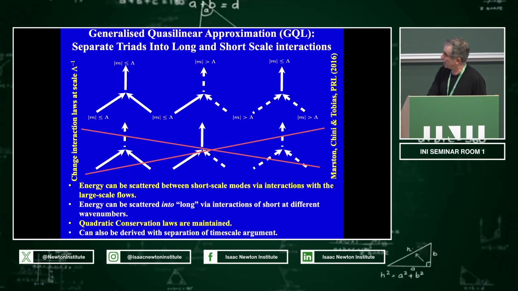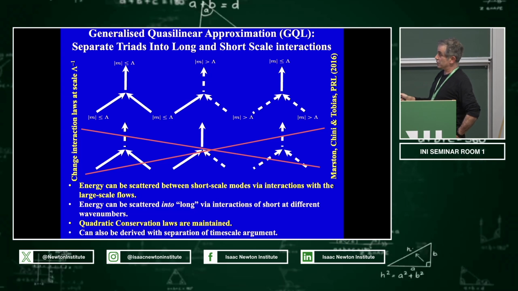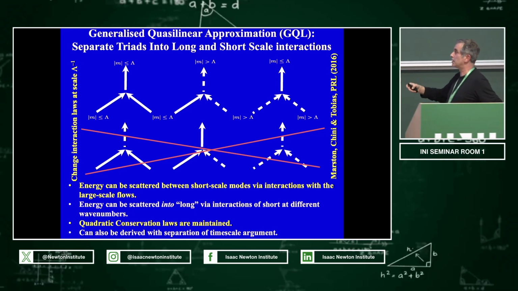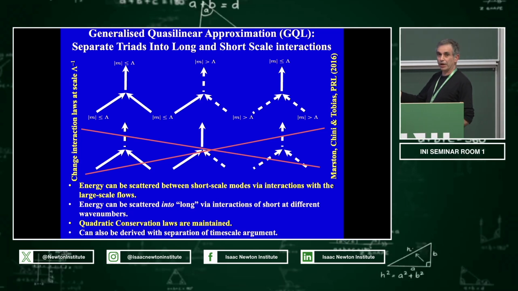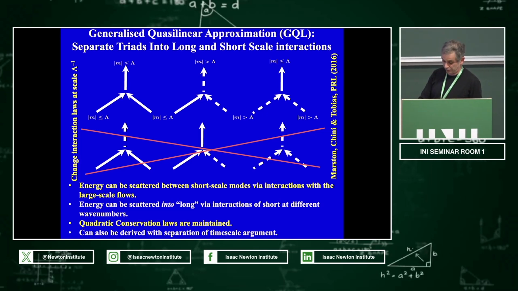However, if I include more modes in my mean, in my large scale, then imagine I've got here a 10 interacting with a 1, because a 1 is now in my large scale, and so that can put energy into an 11. I could get my 11 interacting with the 1, put it back into 12, and so I can put energy down to the dissipative scale by continually scattering back off the mean. So energy can be scattered into the low modes via interactions of the short at different wave numbers. And that turns out to actually make that a better approximation, as we'll see.